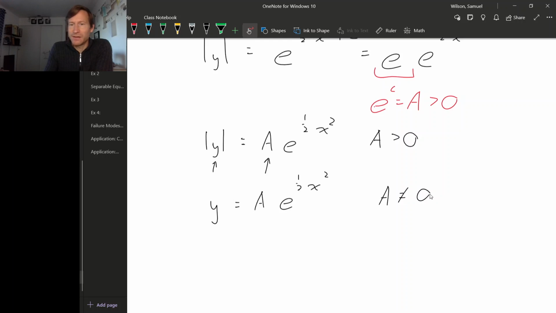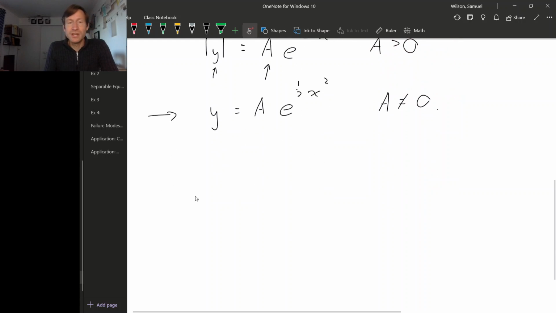Right, it could be negative. All right, so we have a solution to our differential equation. We think. This is sort of a strange process. It's the first time we've done this, so let's actually check that this solution really is a solution. So remember, the original equation was dy/dx equals x times y.